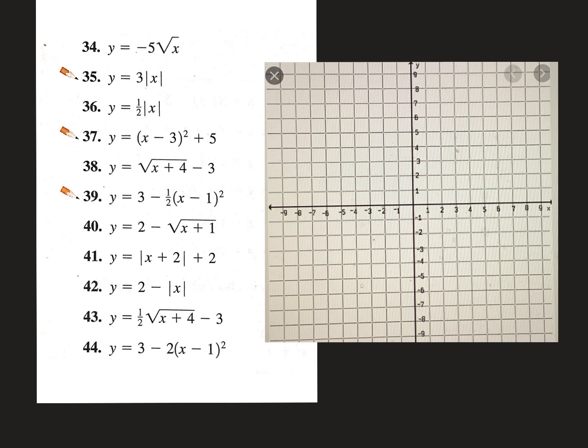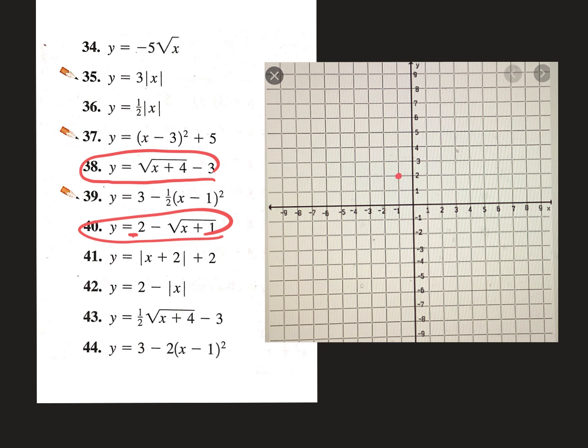Okay, I'm going to do one of these real quick. Here's 38. I know it's even, but that's okay. Actually, let's do 40, it's better. 40 has a plus 1 inside, so I'm going to go left 1. Has a positive 2 outside, so I'm going to go left 1, up 2.